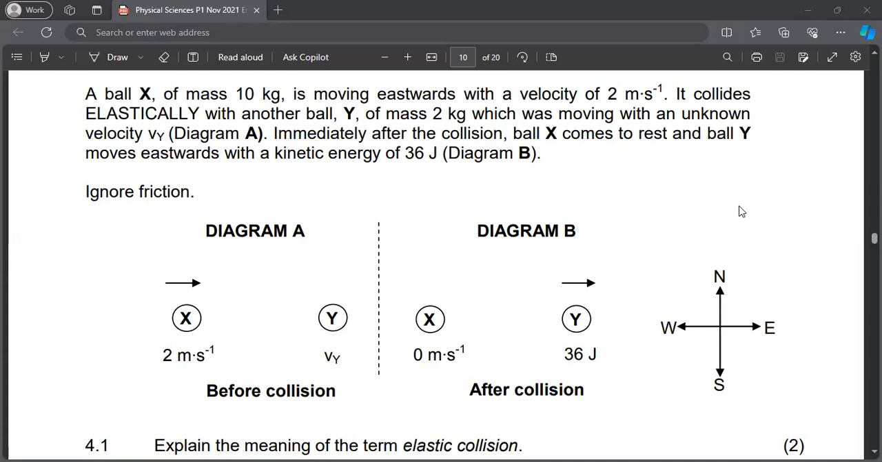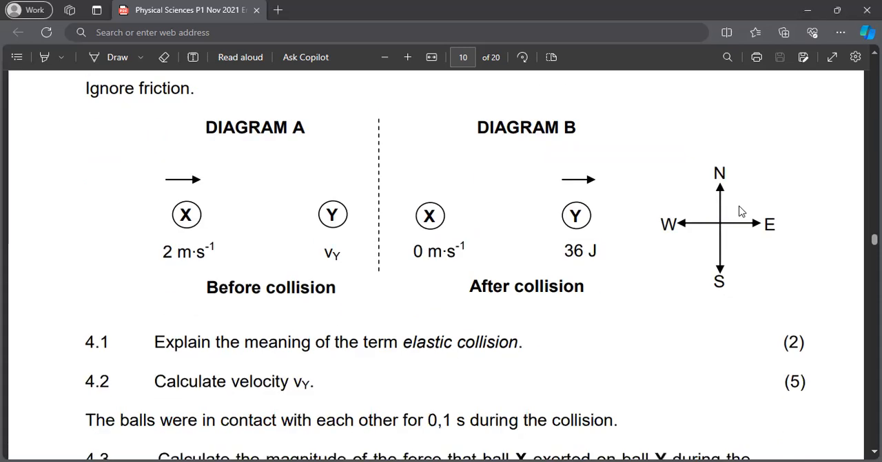Immediately after the collision, ball X comes to rest and ball Y moves eastwards with a kinetic energy of 36 joules, as we can see in diagram B. So they don't give us the final velocity of Y, they give us the final kinetic energy. Well, these people are smart, but they say ignore friction. So meaning this is an isolated system.